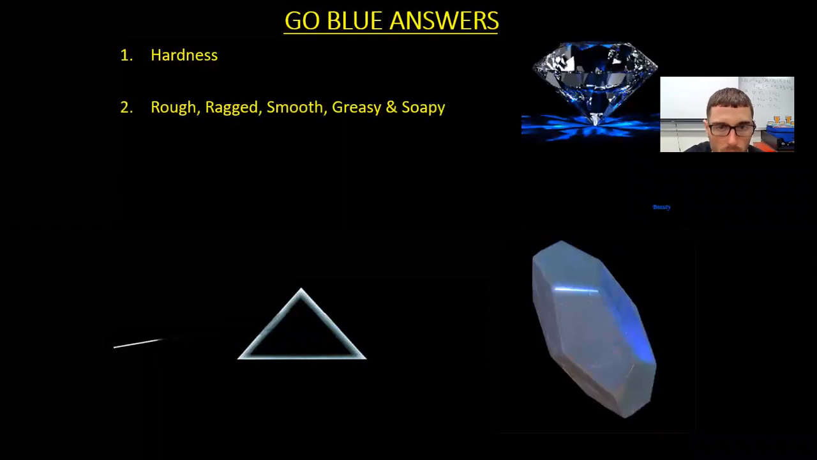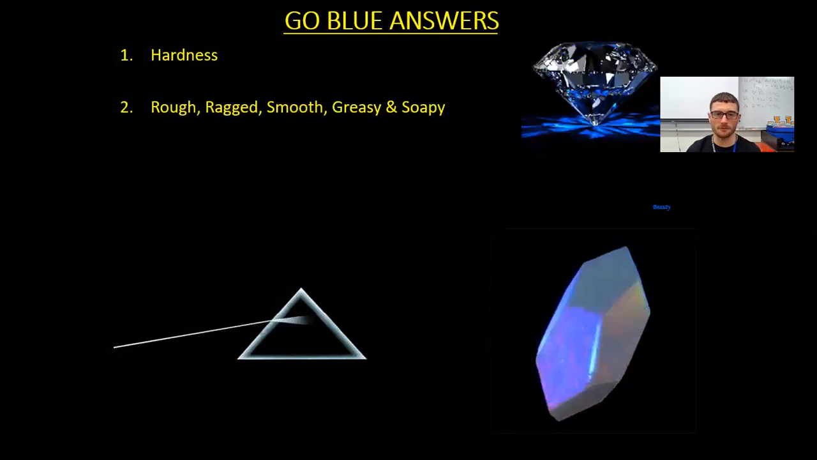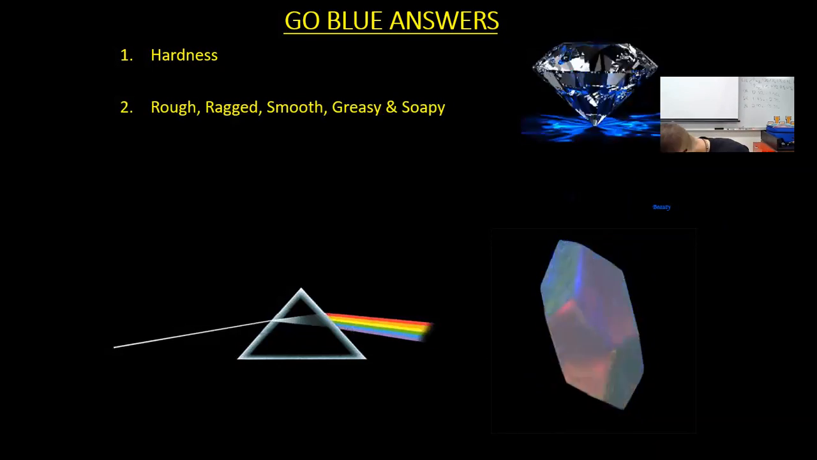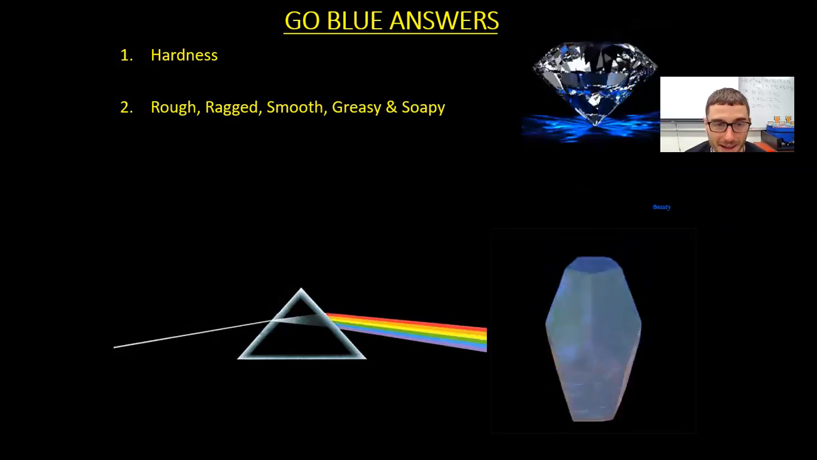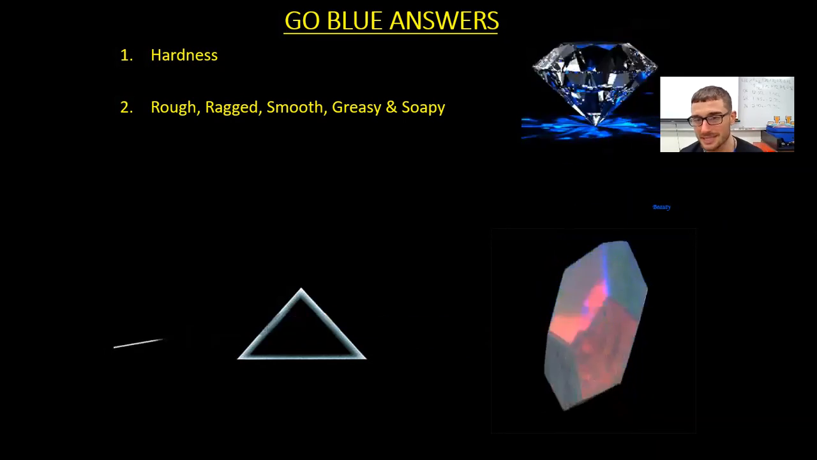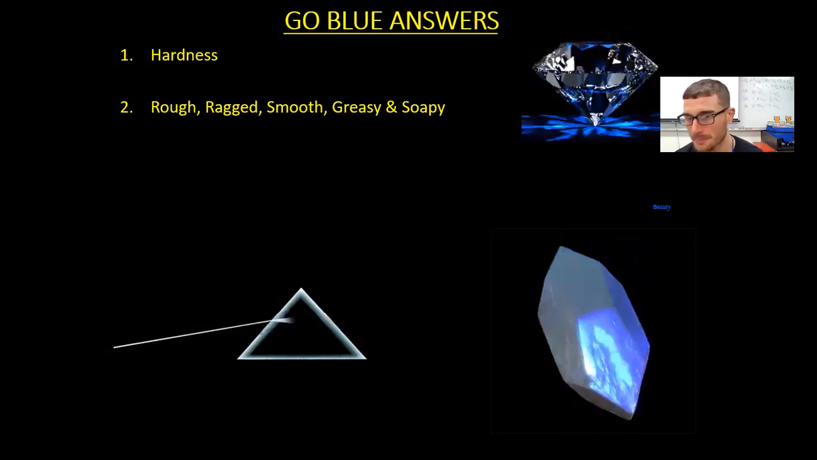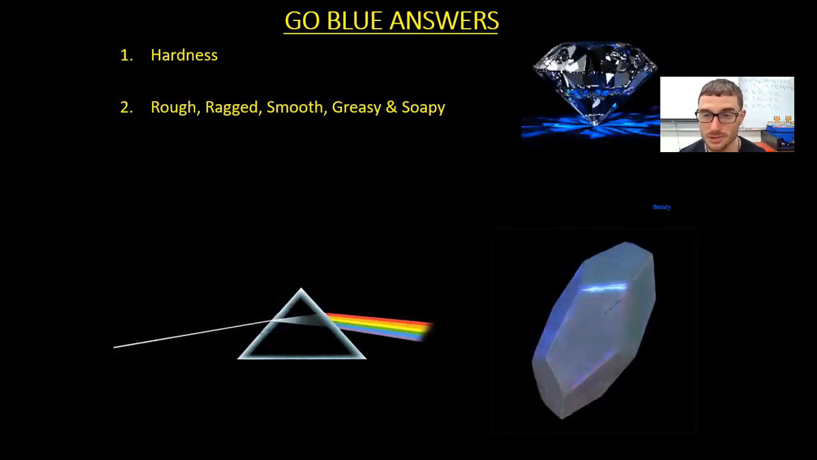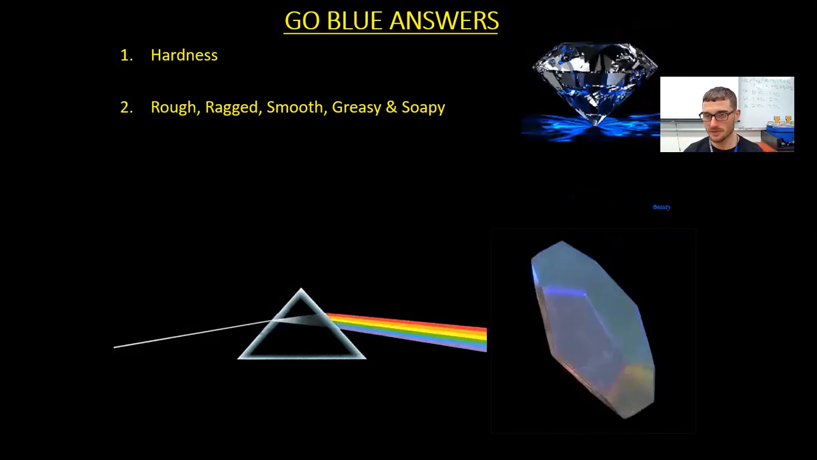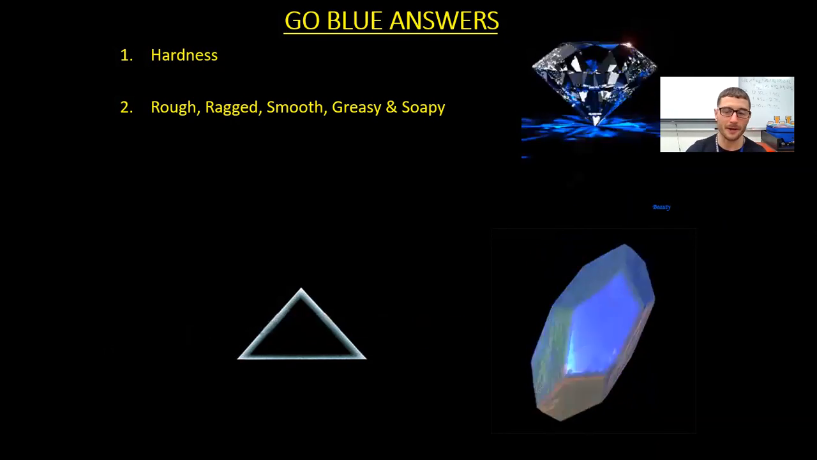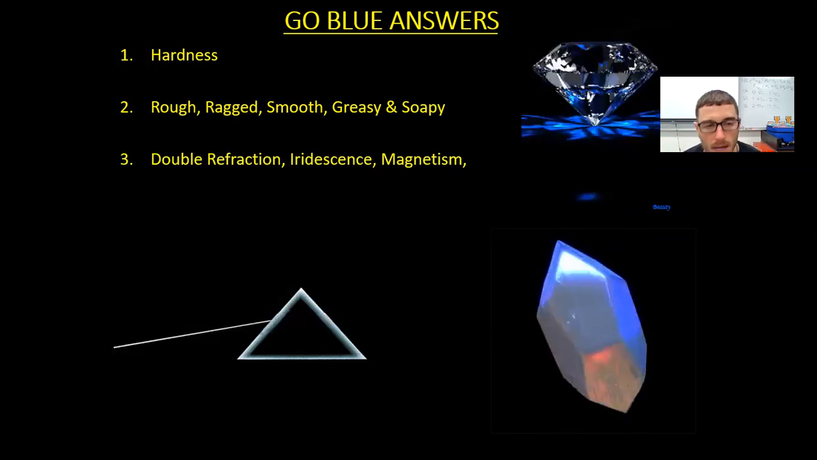Number 2, the different textures for minerals are rough, ragged, smooth, greasy, and soapy. So yes, sometimes we find minerals in the wild. They are soapy, they're greasy, they do not just feel tough all the time.